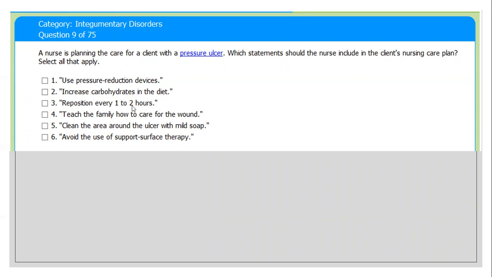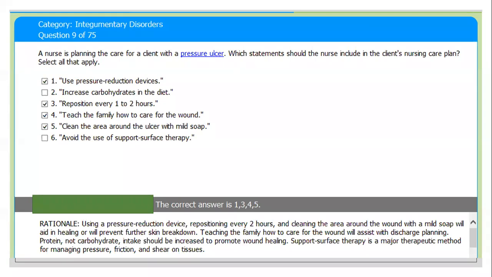Reposition every 1 or 2 hours. Number 4, teach the family how to care for the wound. Number 5, clean the area around the ulcer with mild soap. Number 6, advise the use of support surface therapy. The correct answer is number 1, 3, 4, and 5.